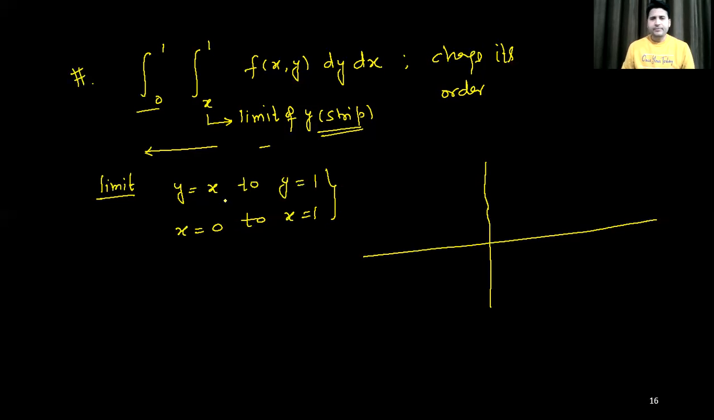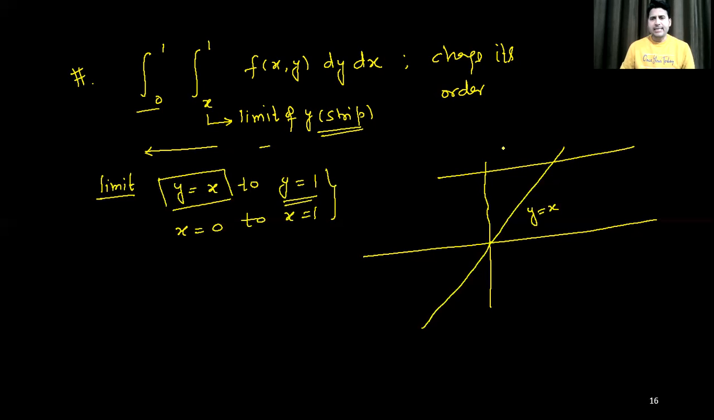Let us see. We have a line y equal to x. Y equal to x is a line which passes through the origin at an angle of 45 degrees. So this is the line y equal to x. Y equal to 1 is obviously a line parallel to x-axis. X equal to 0 is the same as the y-axis, and x equal to 1 is a line which looks like this.